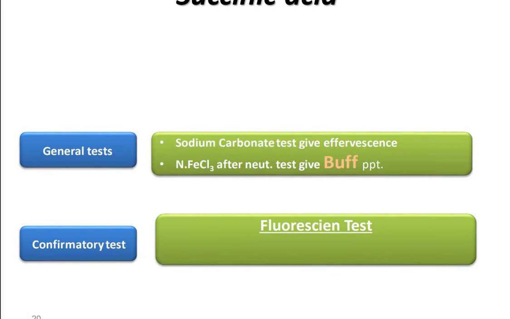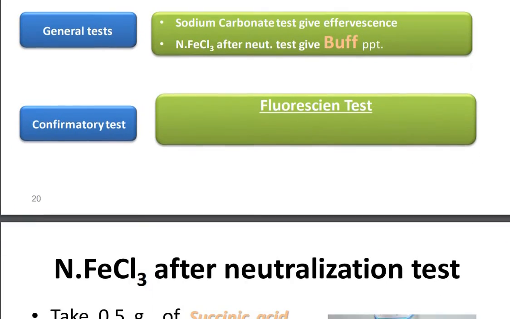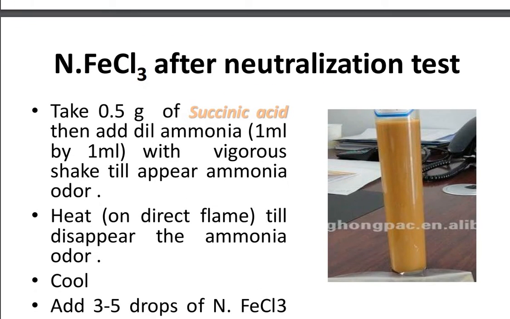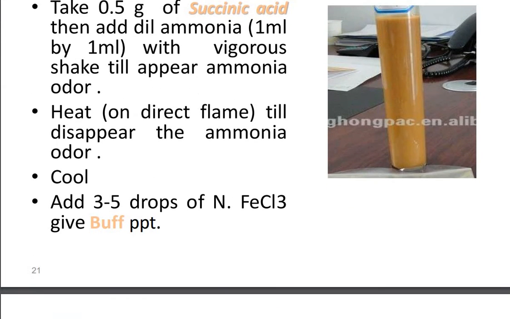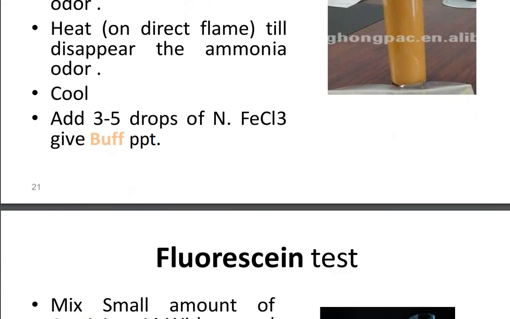Now succinic acid general test: sodium carbonate test gives effervescence, and ferric chloride after neutralization test gives buff precipitate, and confirmatory test is the fluorescein test. Now you can see the ferric chloride after neutralization test. Take 0.5 gram of succinic acid, then add dilute ammonia 1 ml by 1 ml with vigorous shake till ammonia odor appears. Then heat on direct flame till the ammonia odor disappears and cool. Add 3 to 5 drops of neutral ferric chloride, gives buff precipitate.